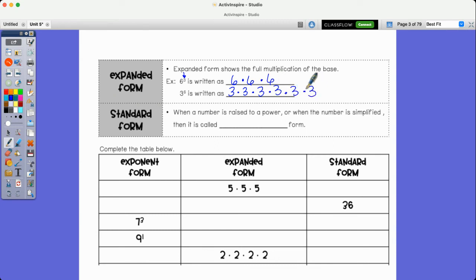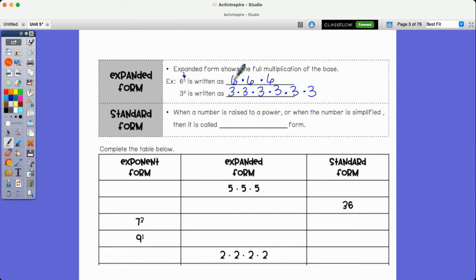Now here's where I want to stop you. A lot of kids will go, oh, 6 to the 3rd is 18, 3 to the 6th is 18. No, sir, no, ma'am. It is not. When I write it out like this, 6 times 6 is 36, and then 36 times 6 is a really big number that I need a calculator for. 36 times 6 is 216. Okay, it is not 18. Don't be giving me that answer.